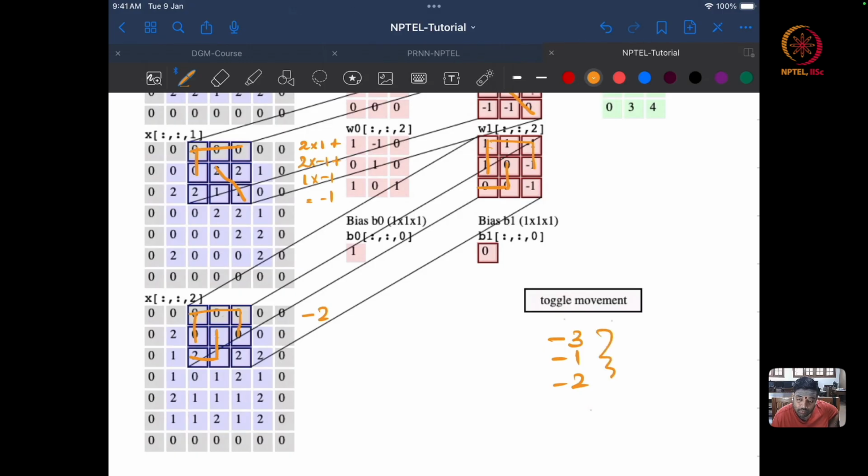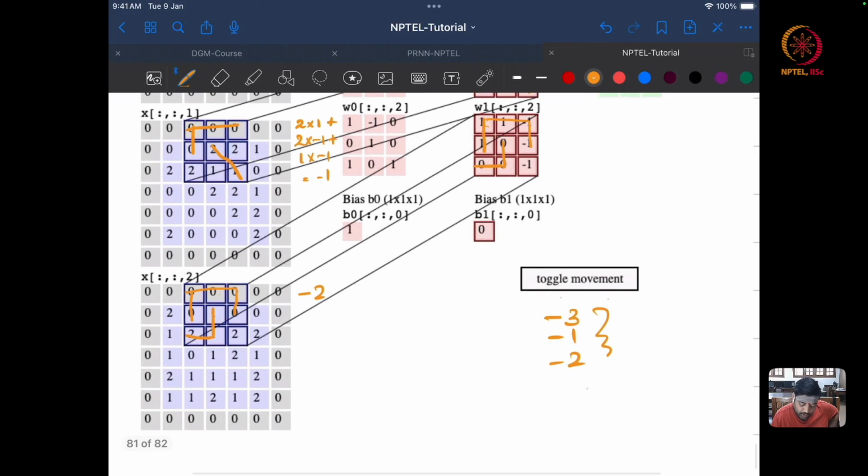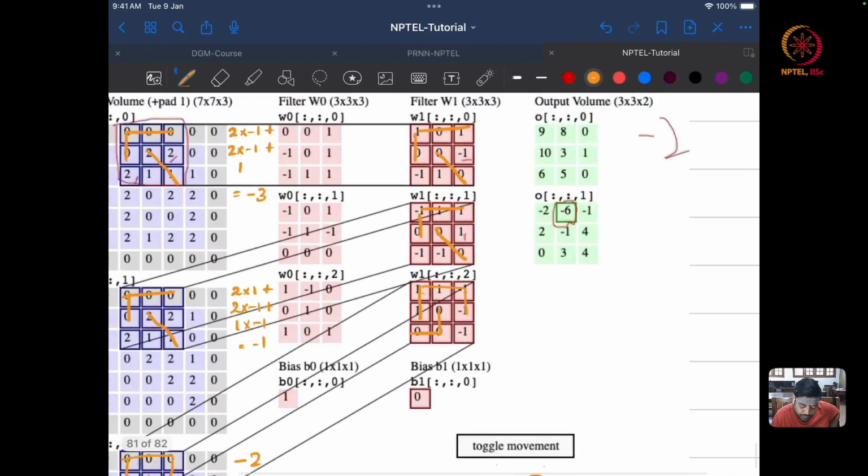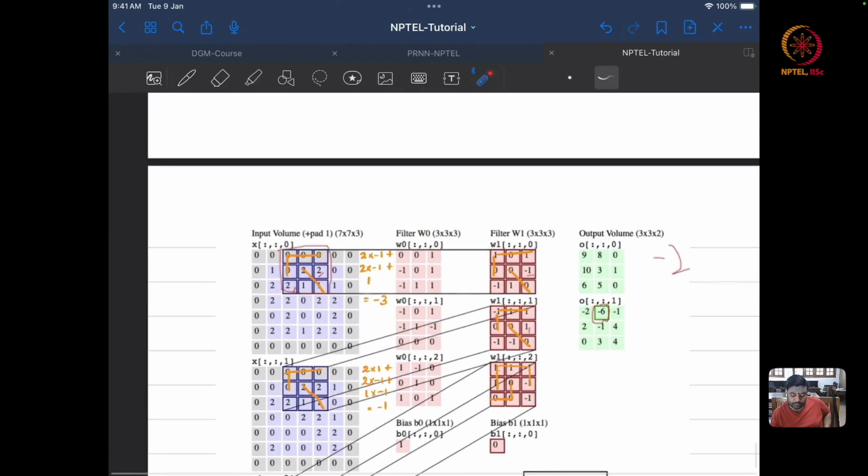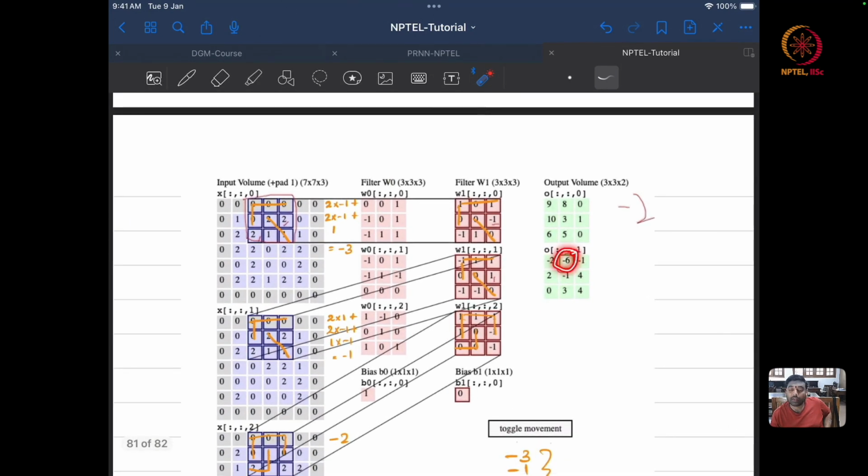These are from the element-wise multiplication. Then you add the bias term. In this case, the bias term B1 is 0. Therefore, the total is minus 6. As we can see, you can see the minus 6 here. Now you're looking at this point, then you move by 2 units. You will go to here, and then you will get this minus 1.